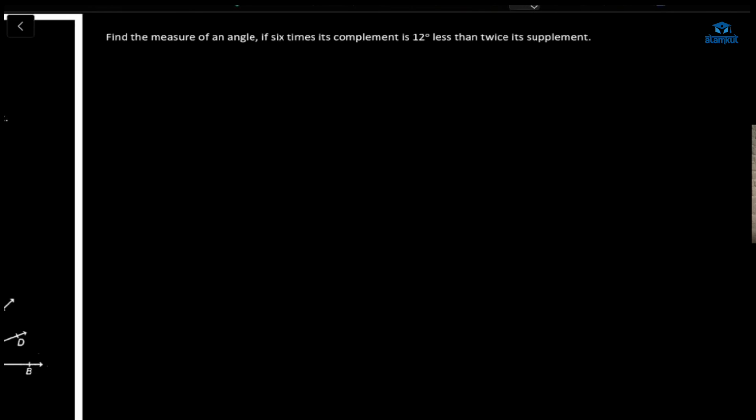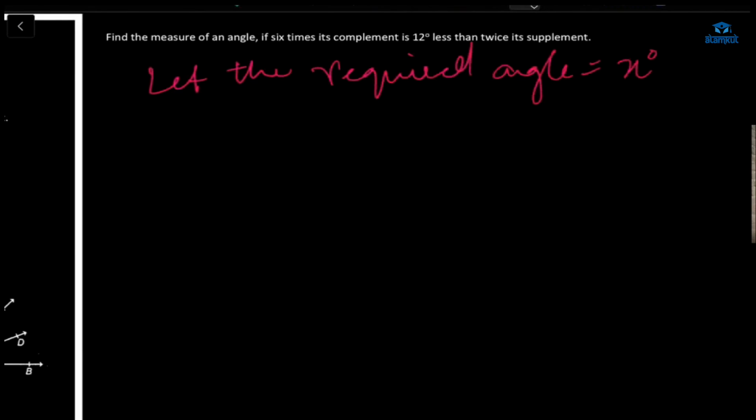So find the measure of an angle if 6 times its complement. First we have to find out what the complement is. So let the required angle be x degrees. We are assuming that the required angle is x degree.